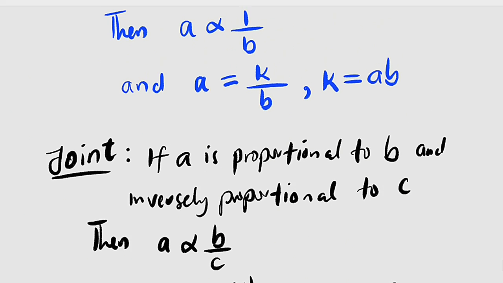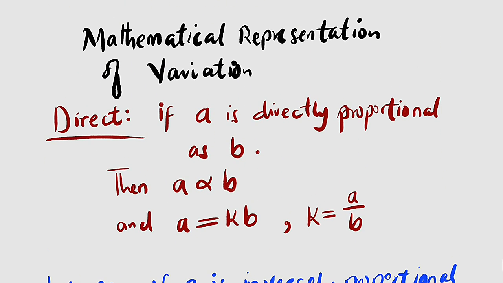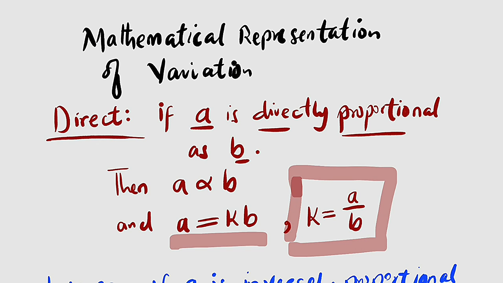So let's go back here. Let's talk about the mathematical representation of these variations. For direct variation, if A is directly proportional to B, what do you expect? This is a sign of what? Proportionality. A is directly proportional to B. So mathematically, in an equation, we can write it as A is equal to KB, for which this K is constant. I will explain this later. And if you want to find this K, you make it the subject by dividing both sides by B. Therefore, K is equal to A divided by B.